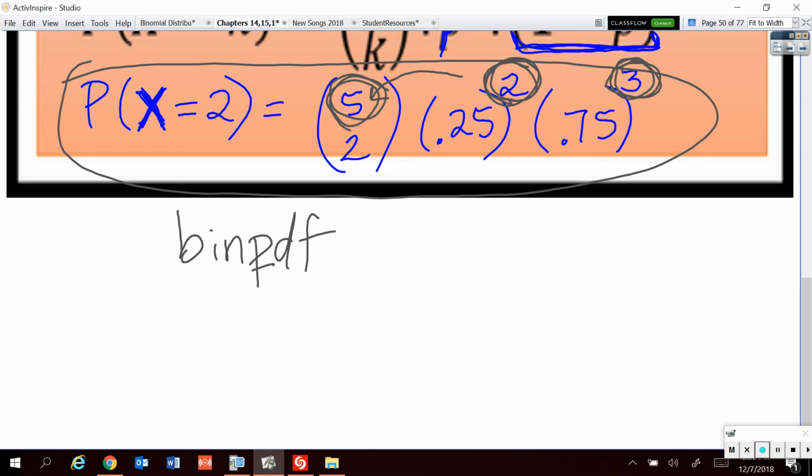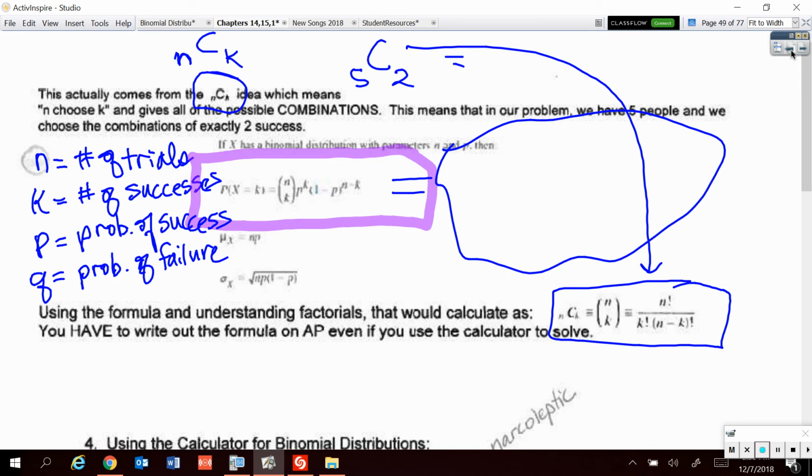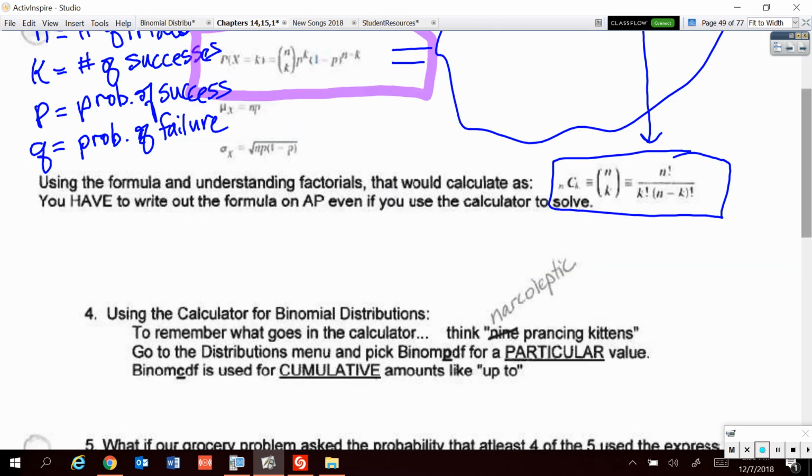Binomials. So we're going to do a binomial PDF, okay? And what we're going to put in here is NPK. N stands for, of course, the number of trials. P is probability of success. Now, you could write this right here on your notes. Here's a place for this.